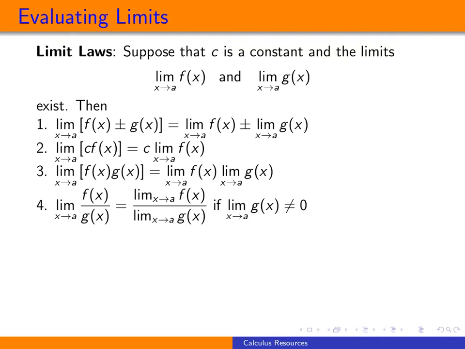Then, the first limit law: the limit of a sum or difference is equal to the sum or difference of the limits. If you have a limit of a constant times a function, that constant can be pulled out front of the limit so that you have the constant times the limit of the function. The limit of a product is a product of the limits, and the limit of a quotient is the quotient of the limits, as long as that limit in the denominator is not equal to 0. Intuitively, we can think of these limit laws as telling us that we can do exactly what we would like to do with limits, as long as it makes sense to do so.